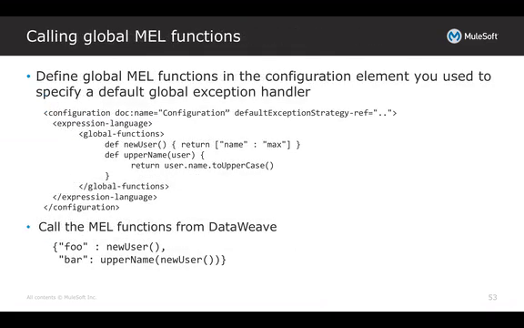A really common and cool thing that you can do with DataWeave is call out to global MEL functions. You can define a global MEL function in the configuration element you used to specify the default global exception handler in the previous module. An example of this global function you can see in the middle here, where we specify an expression language global function, and we can define a function like newUser that will do some type of work, or upperNameUser, which would call user.name.toUpperCase, oftentimes being used to access different Java methods, such as some static method or helper utility that you want to call inside of your DataWeave expression.